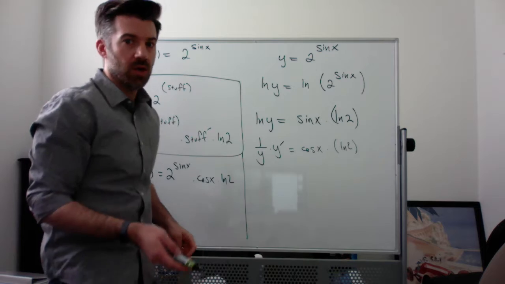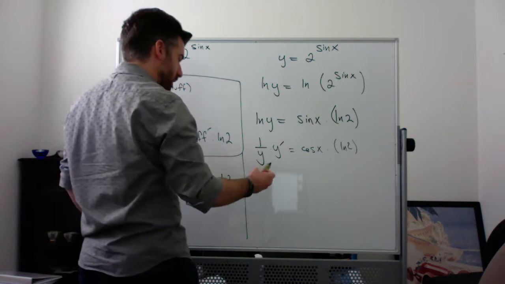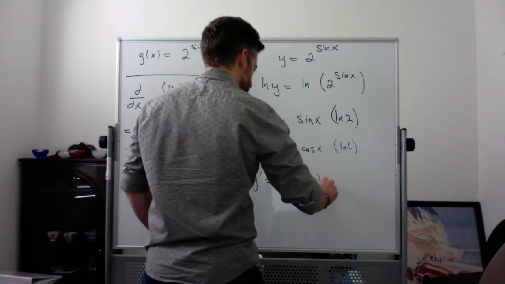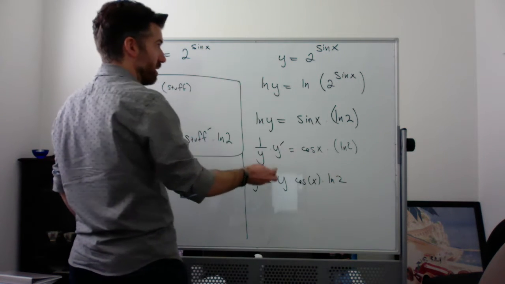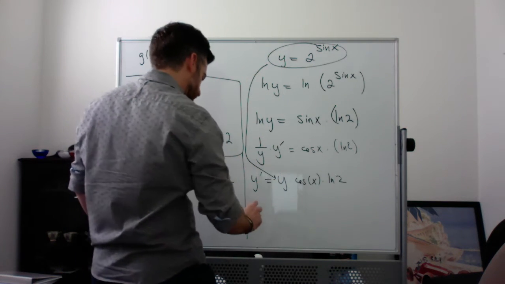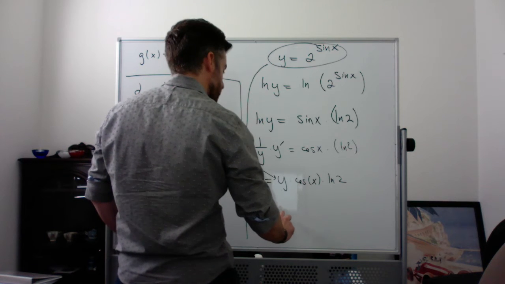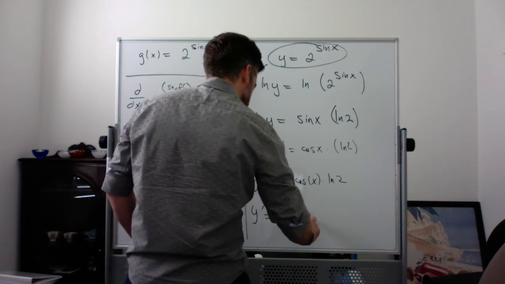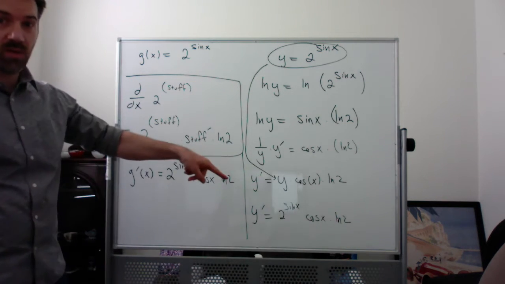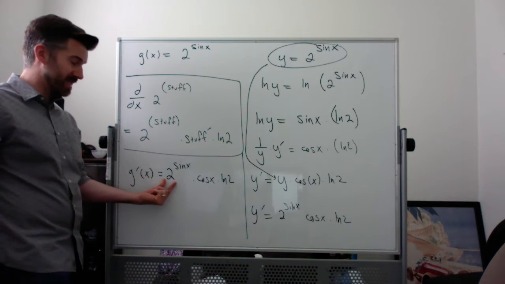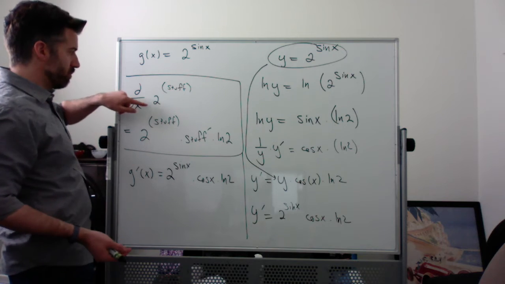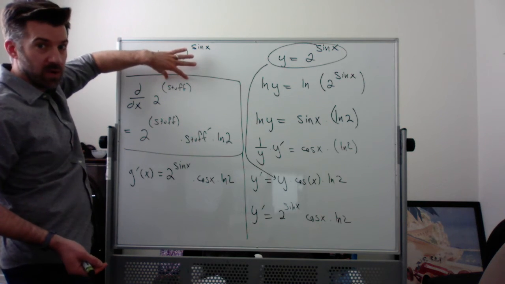Okay. So lastly, we bring over the y. So we get y times cosine of x times natural log of 2. And then we have to replace y with what it's equal to. y is 2 to the sine x, so that goes in right there. And we get our derivative is 2 to the sine x times cosine of x times natural log of 2. You can do it this long way, but you really should try to remember this rule for the derivative of a constant base to some variable power.